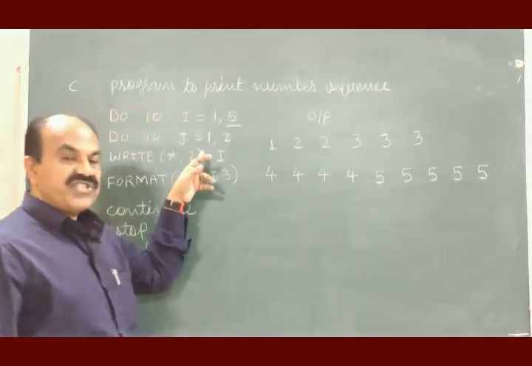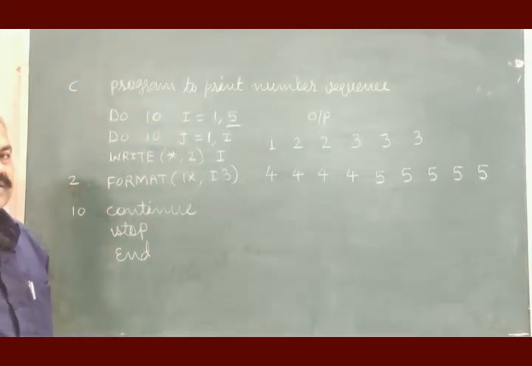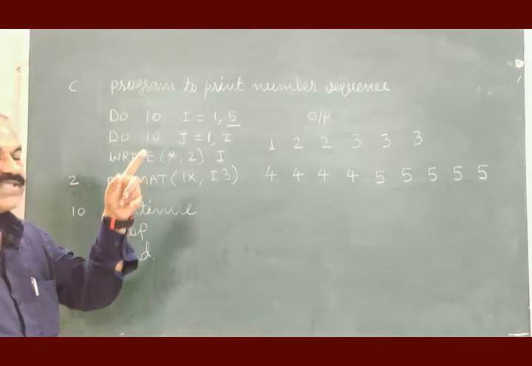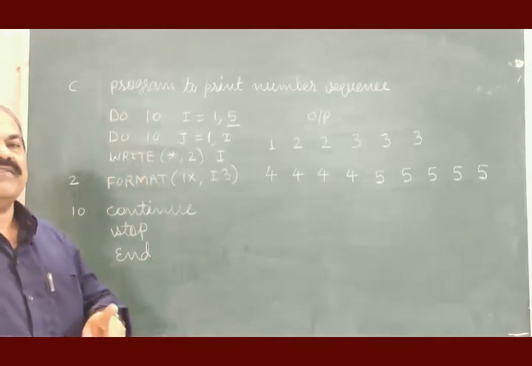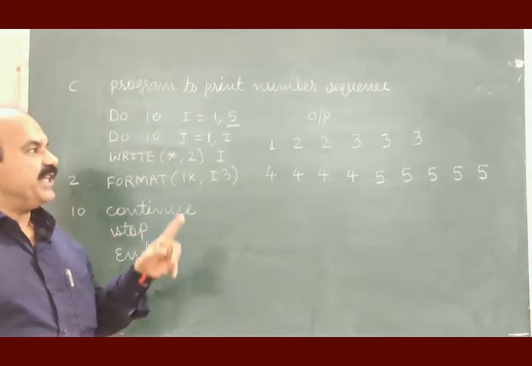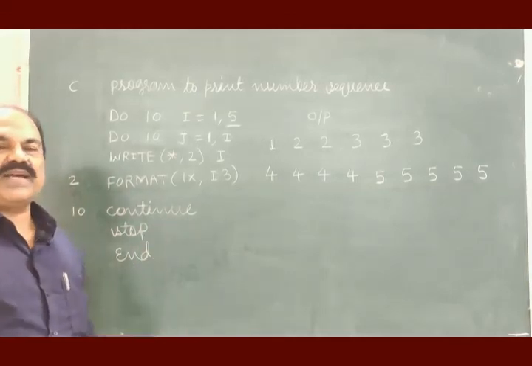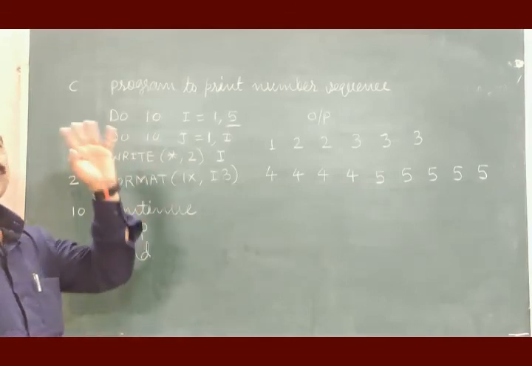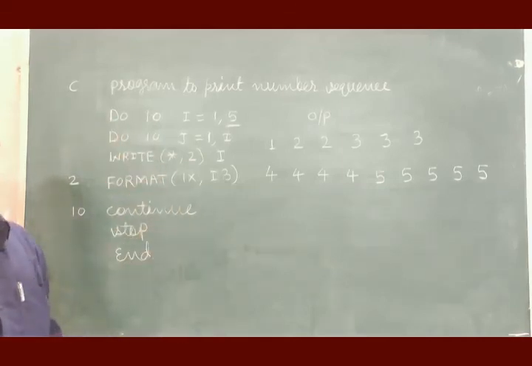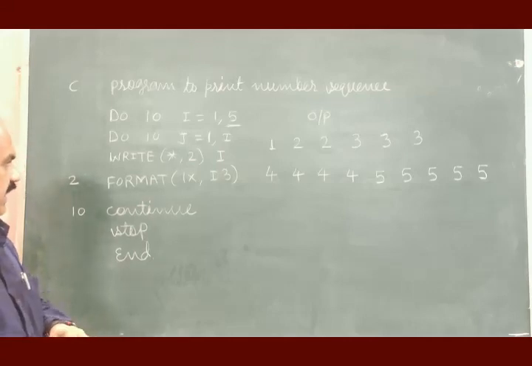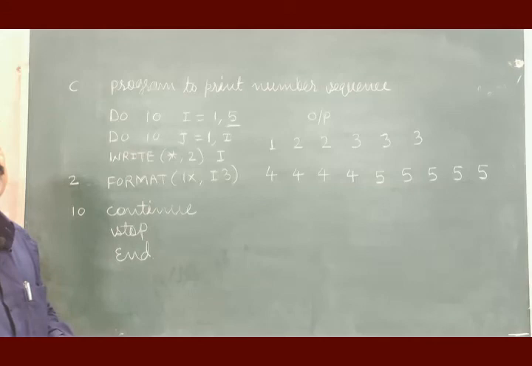Okay, so I have constructed the do loop such that the number sequence will be printed. 1 printed once, 2 printed twice, 3 printed 3 times, 4 printed 4 times, 5 printed 5 times, and so on. This is a simple example of a program on nested do loops. Actually, we can write many such programs on nested do loops. I think this is sufficient about nested do loops. So we shall stop here.